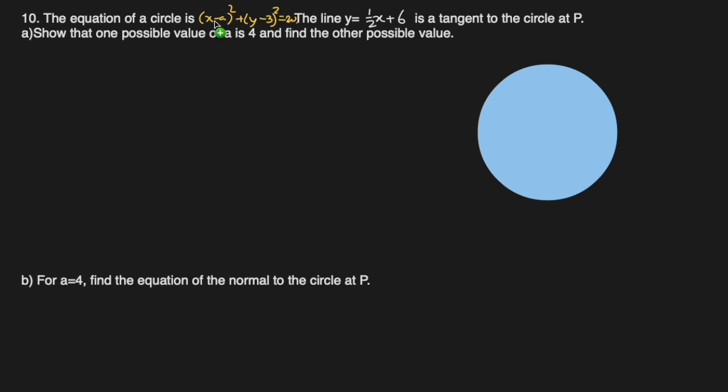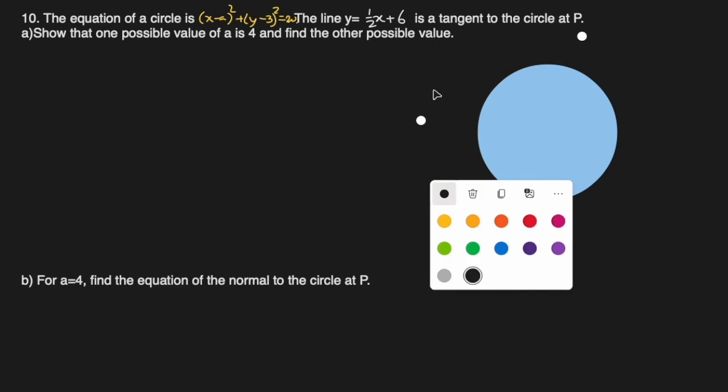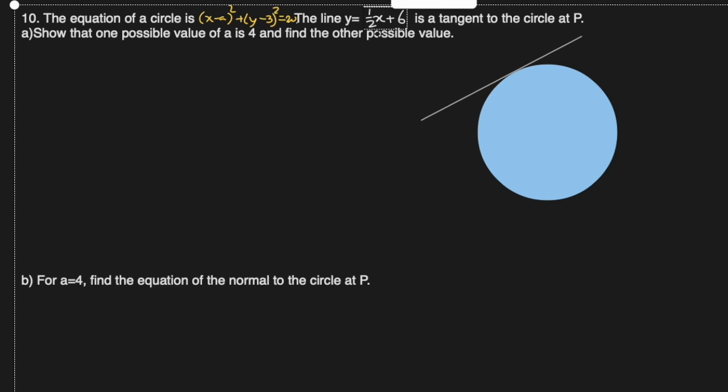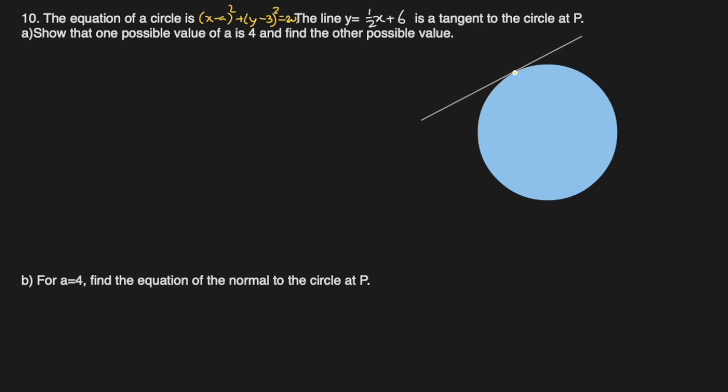Question number 10. The equation of a circle is this, and the line y equals half x plus 6 is a tangent at P. So let me try to draw a line on this in white color. Okay, let's name this point P. Show that one of the possible values of a is 4 and find the other possible value.